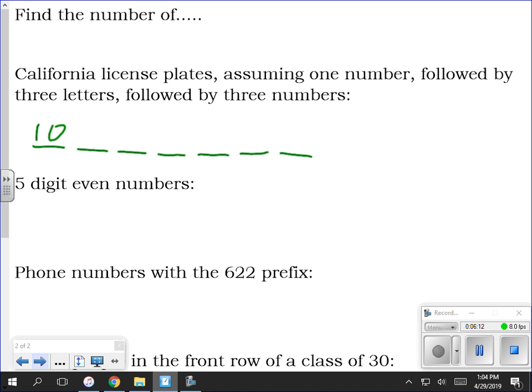So my next one, I have a letter. How many letters are there in the alphabet? 26. So how many choices do I have? 26. Now, in a license, can I have the same letter more than once? Yeah, you can. So how many choices do I have for the next one? 26, because I've got 26 letters in the alphabet. How many choices do I have for the next one? 26, because it's 3 letters.